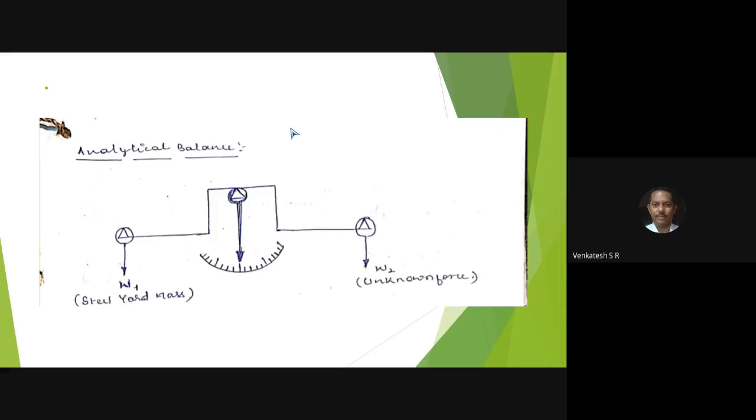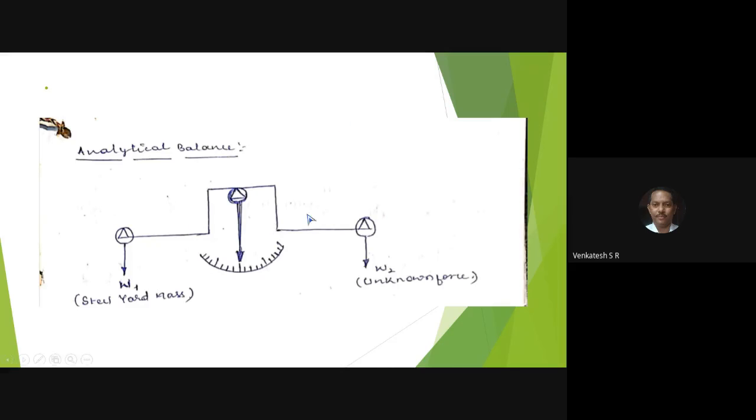From this, you can bring the beam to symmetry so that the weight of the unknown magnitude and the standard known magnitude are both the same. That is when the needle reaches zero, which indicates the weight of the unknown magnitude. Don't consider that as zero; that is the exact weight of the unknown magnitude you have placed on the right side. That is the principle of operation of the analytical balance.